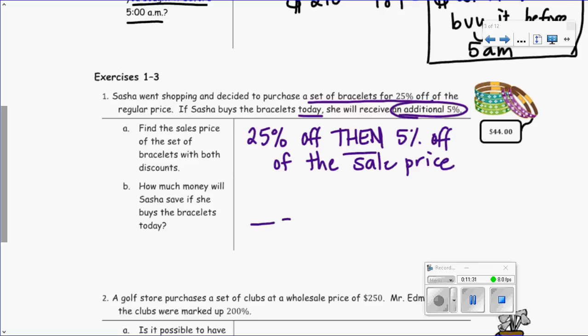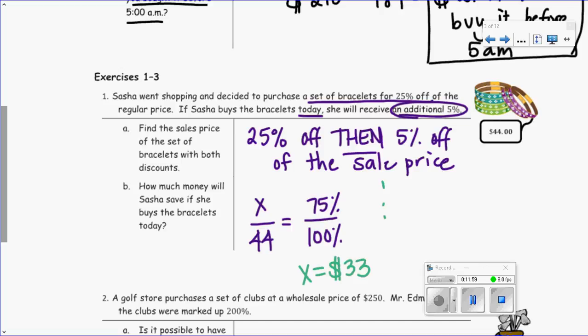So first we have to find the sale price. We can do that by finding 25% and subtracting, but I think it's quicker to just say that would be 75% of the original cost. Okay, so go ahead and find out what the $44 bracelets would be if we just paid 75% of them. This is where you pause it. Go ahead and see what the sale price is. Okay, did you get $33?